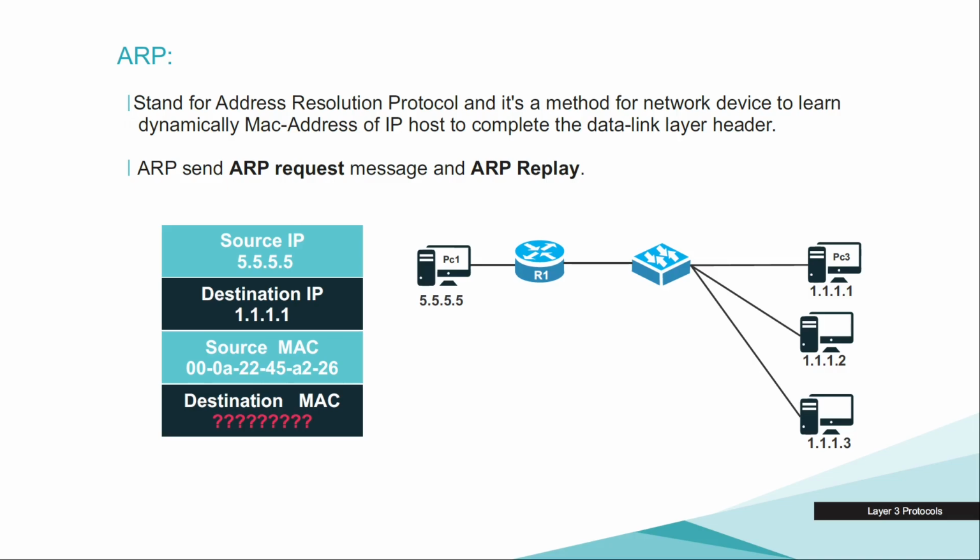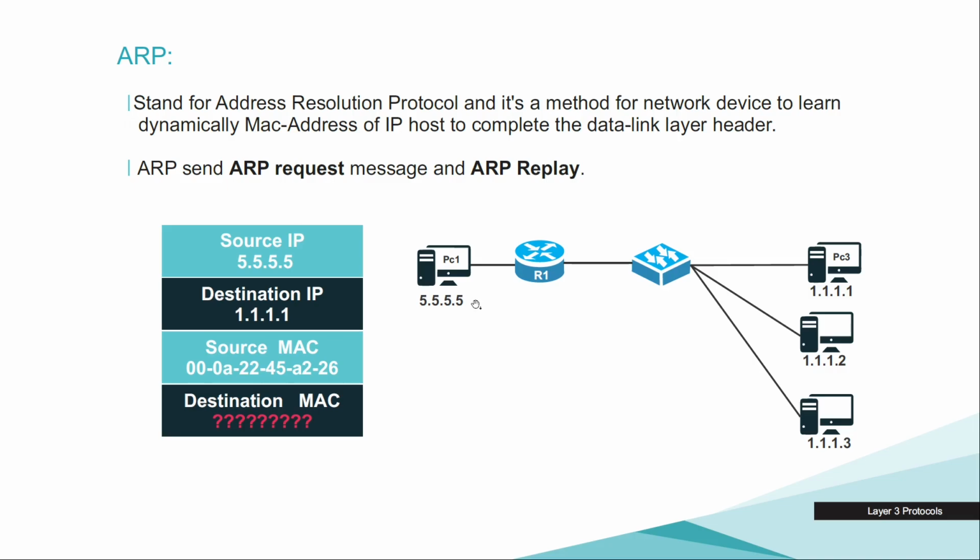Let's take a look at our topology here in order to understand what ARP is and how ARP will work in our network. In our network we have one router, one switch and 4 PCs. After we build our network and configure our devices, giving IP addresses to our PCs, PC1 wants to communicate with PC3 and send data to PC3.